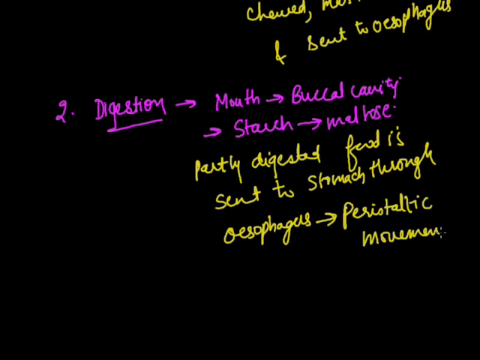Actually, this peristaltic movement is the movement of muscles of the esophagus. Now there are continuous rhythmic relaxations and contractions in the muscles of the esophagus, in the wall of the esophagus, and that will lead to a regular movement, and that movement is called peristaltic movement. Now, after this, what will happen in the digestion process?